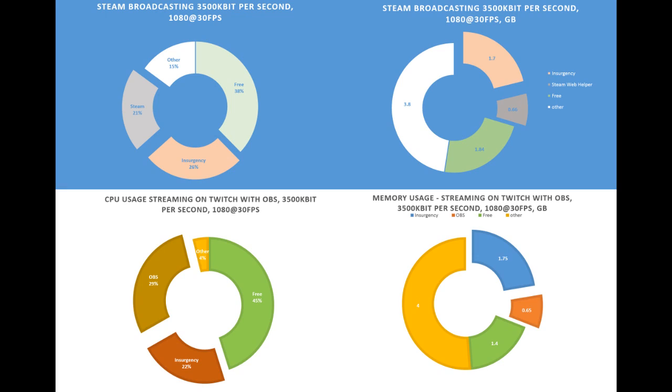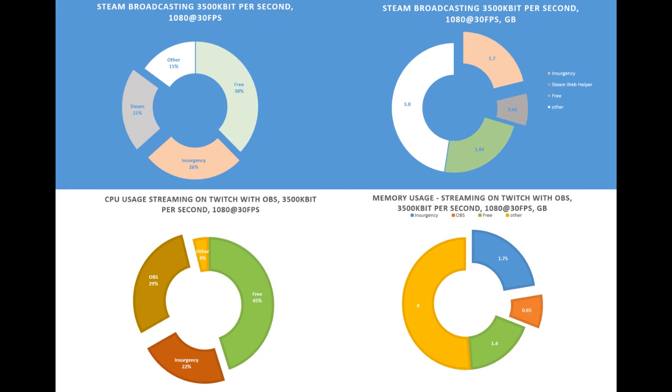So, bottom left, we see the CPU usage for streaming on Twitch with OBS, and on average, OBS used around 30% of the CPU. I don't have software that would record individual core usage, because as I've said before, I've got an i7-3820, but this is just overall CPU usage. I'm sorry, I cannot get any more specific. Maybe sometime in the future.